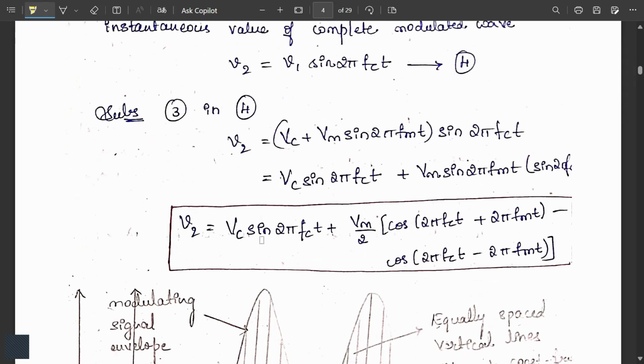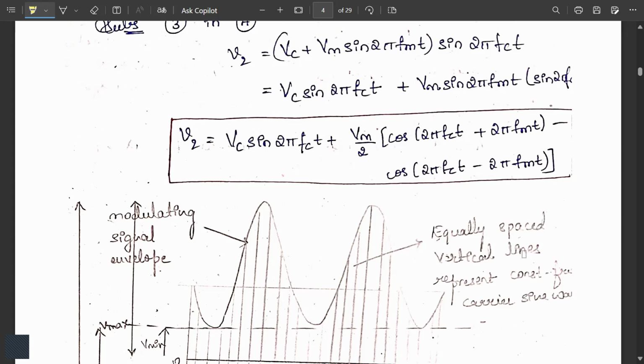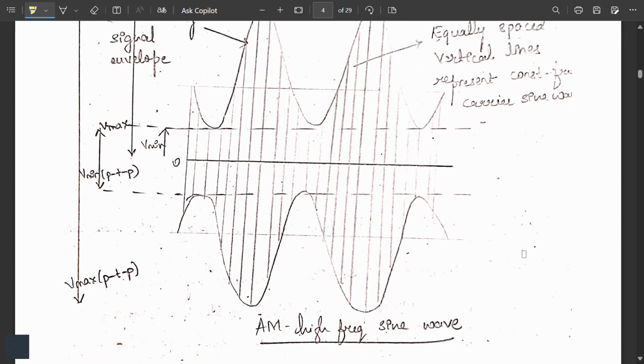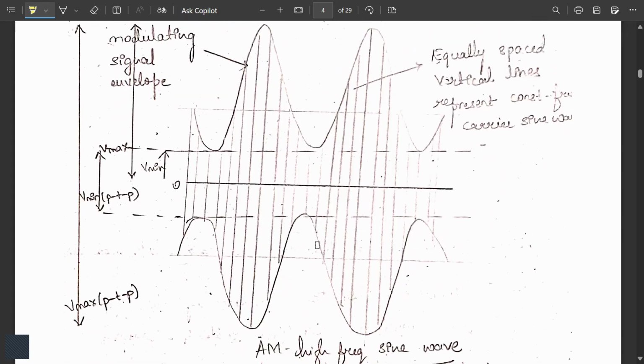So you will get it as Vc sine 2 pi fc t plus, here we have to apply the formula, Vm by 2 of cos of 2 pi fc t plus 2 pi fm t minus cos of 2 pi fc t minus 2 pi fm t. So this is my AM high frequency sine wave, how it looks.